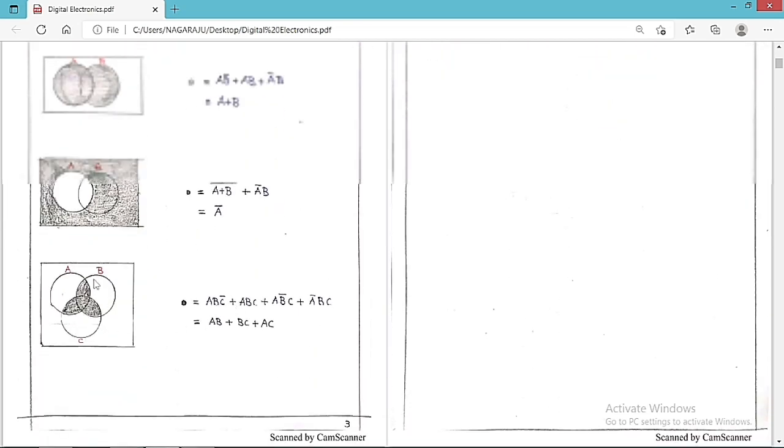I only told you this one. For this one, you can see there are three circles. This area I already told you, this is A into B, C bar; here ABC; this is B into C, A bar; and this is A into C, B bar. If you have all these things, you are going to get AB plus BC plus CA.